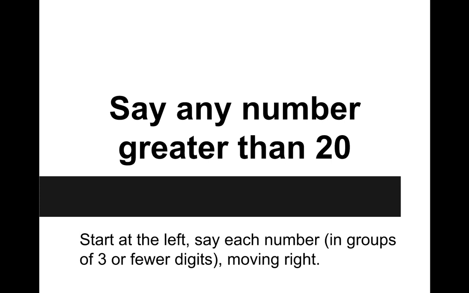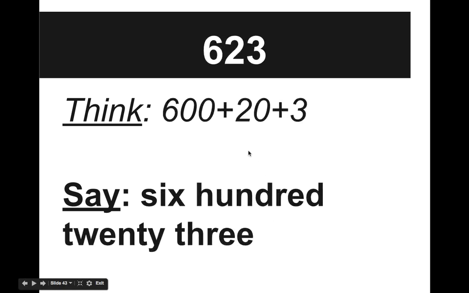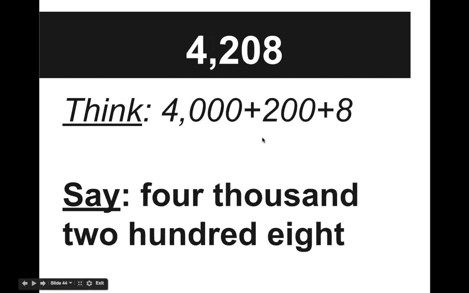Let's practice now saying numbers greater than 20. Basically, the rule is that you start at the left, say each number in groups of 3 or fewer digits, moving right. Let me show you. Look at this number. When you see it, think 70 and 8. So you say 78. 623. 4,208.